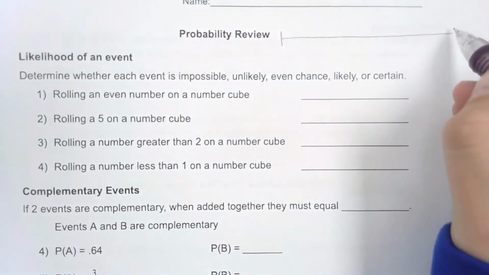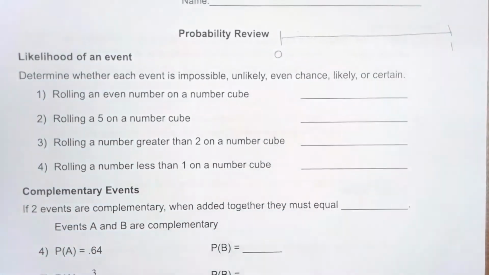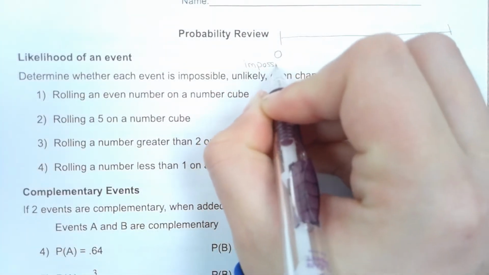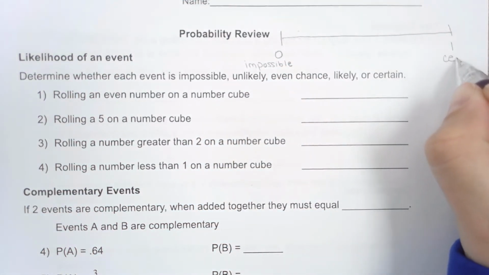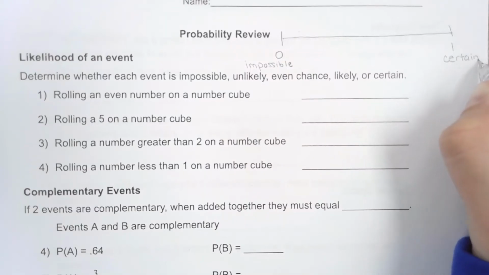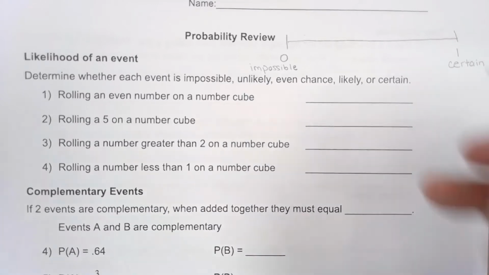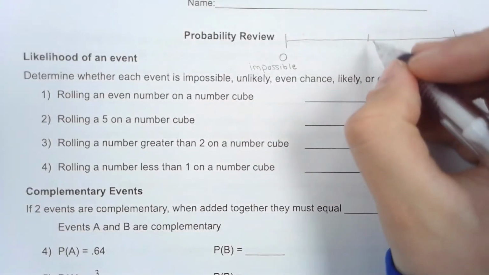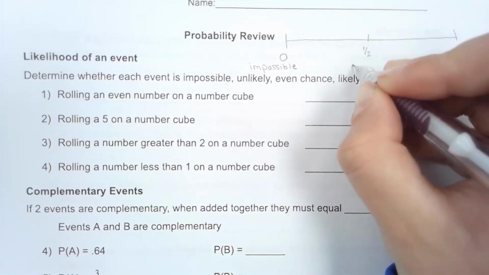And remember, probability is always a number that is between 0 and 1. So when you have a probability of 0, that means that something is impossible. When you have a probability of 1, that means that it is certain. So it is certain that it's going to happen. Okay. Then in between 0 and 1 is 1/2. At 1/2, we say that this is equally likely.